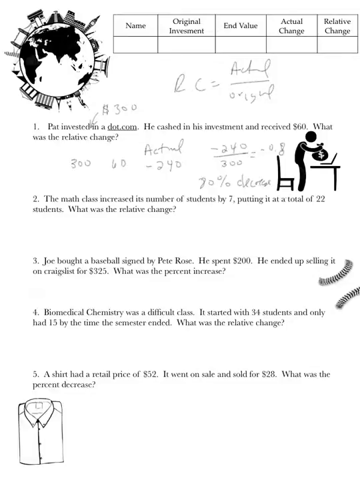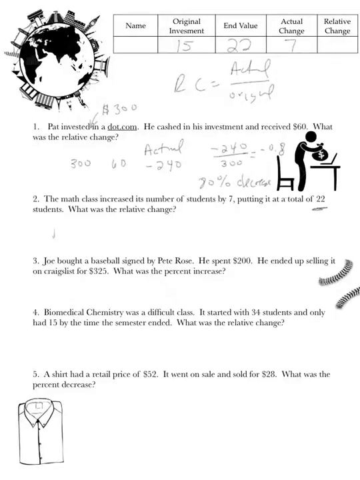The next example, a math class increases its numbers of students by 7, putting it at a total of 22 students. What was the relative change? I'm going to actually write it up here in the table I have because this is a little bit different because they gave us an end total and they gave us an actual change. And so we have to find the original investment in order to do the relative change formula. And that's pretty easy since you know that I have to subtract a number from 22 to get 7. And so 22 minus 15 would give me 7.